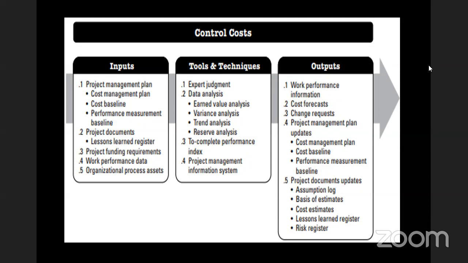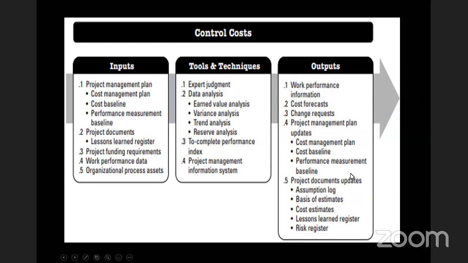And your outputs will be your work performance information, your cost forecasts, change requests, and project management plan updates, specifically made up of your cost management plan, your cost baseline, and performance measurement baseline. Now, these were inputs that would have been improved based on your controlling cost process, and then how you will control the costs is included in those inputs, and that is what you will get in your output.